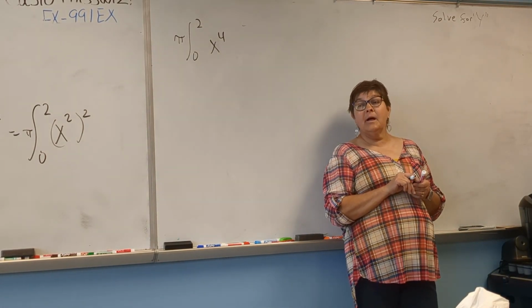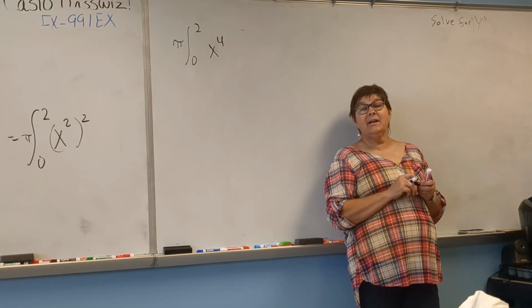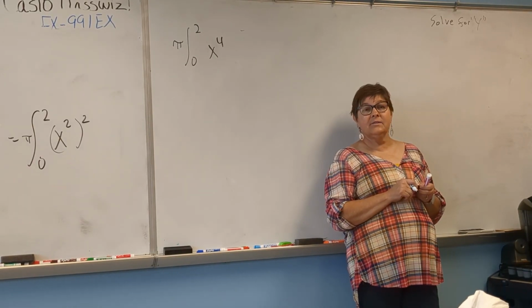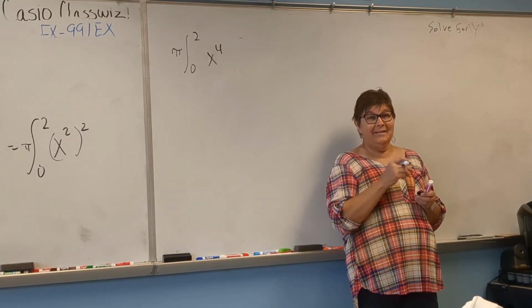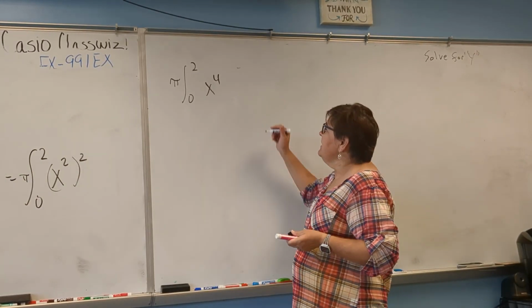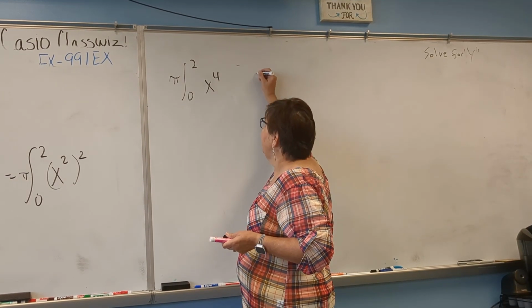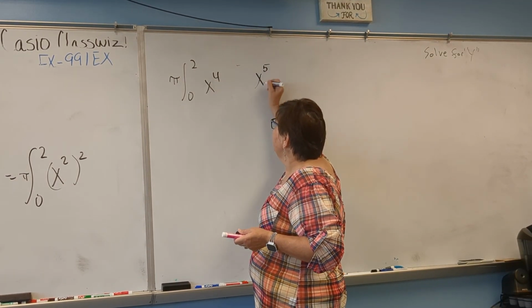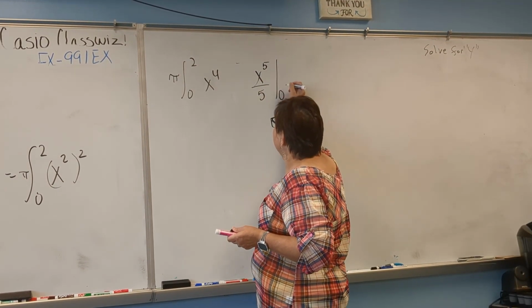See that? People lost their heads yesterday. There were heads getting lost. We have to integrate it first. I know, trust me. Okay, so x to the fourth becomes x to the fifth over 5, from 0 to 2.